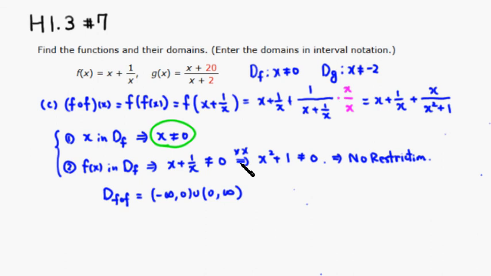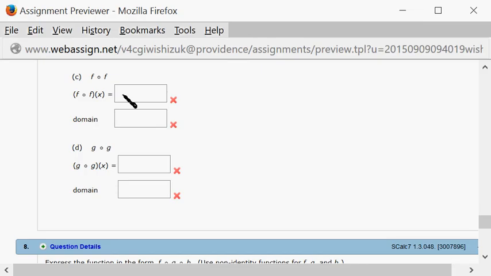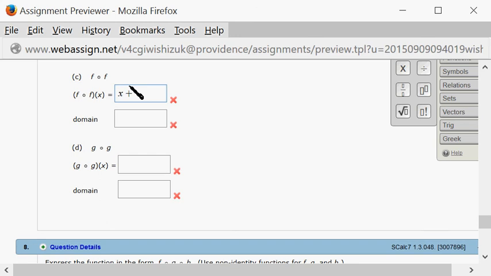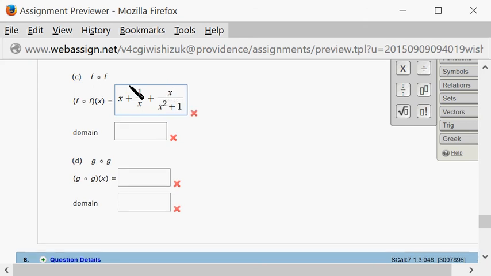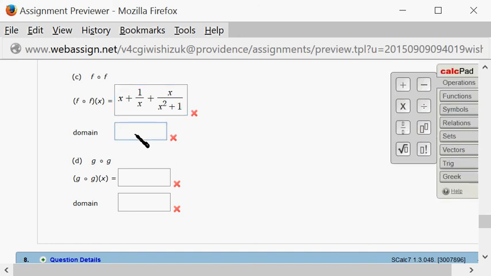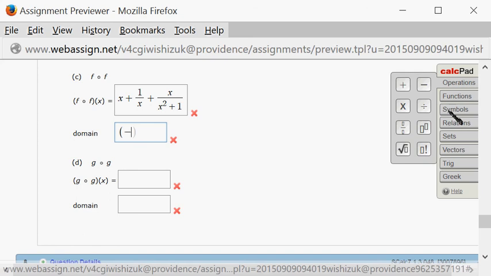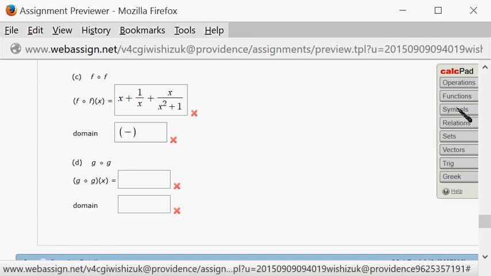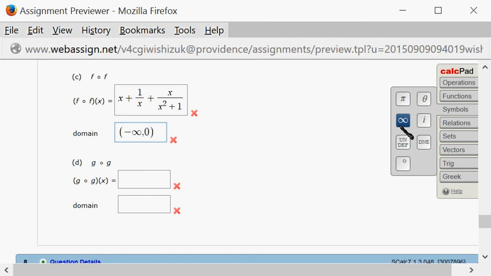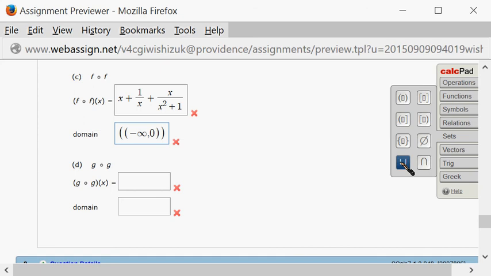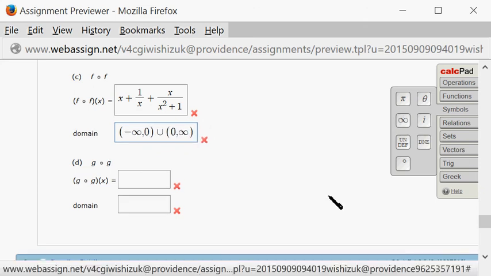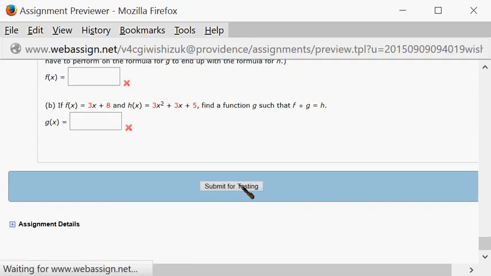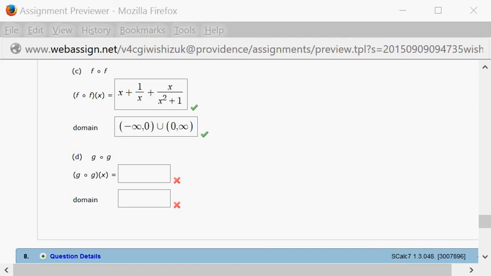All right? So let's type it in. All right, so the function is x plus 1 over x plus x over x squared plus 1. All right, then the domain is just the bad number is 0, so negative infinity to 0, skip 0. Then go all the way to infinity. All right, so let's check the answer. Submit for testing. All right, it came back and looks like we got part C correctly.